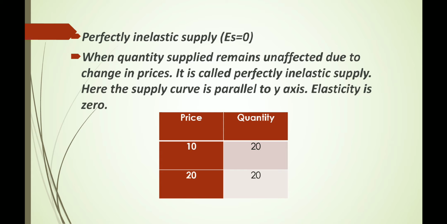Perfectly inelastic supply. Different types of elasticity. The first one, perfectly inelastic supply. ES is equal to 0. When quantity supplied remains unaffected due to change in prices, it is called perfectly inelastic supply. Here, the supply curve is parallel to y-axis. Elasticity is 0. Here, price increases from 10 to 20, but the quantity supplied remains same at 20.